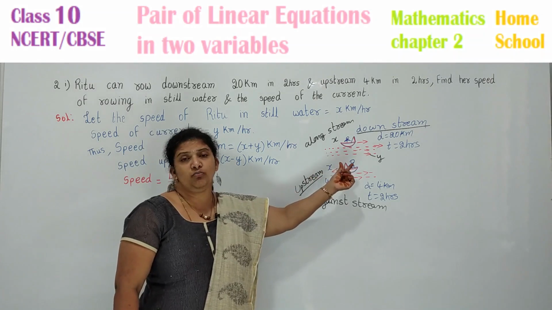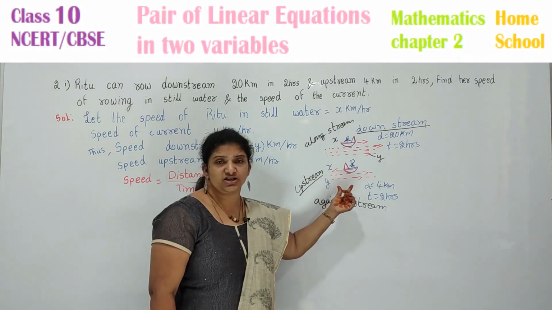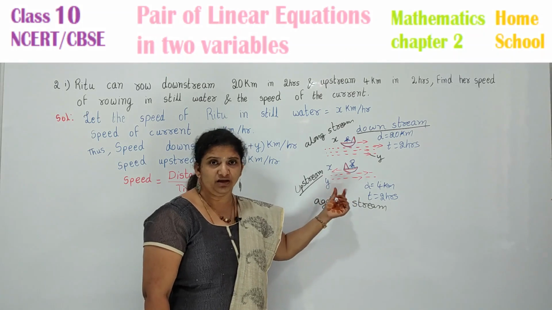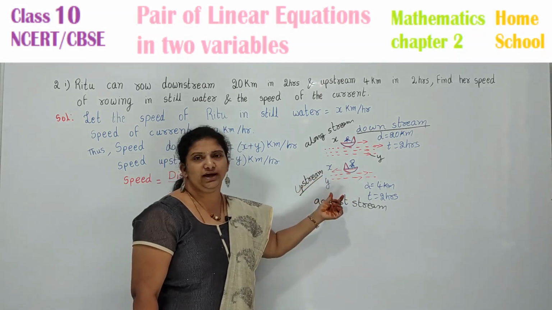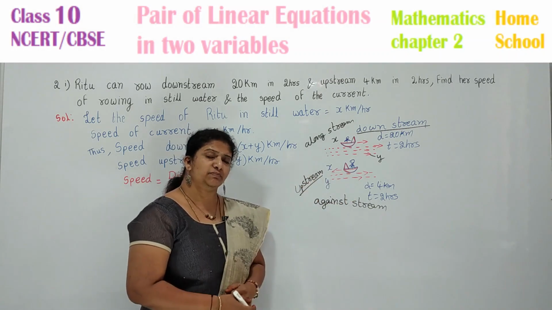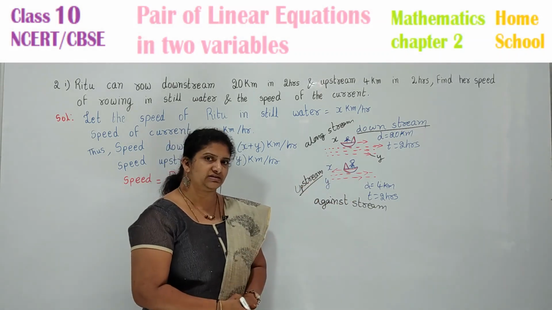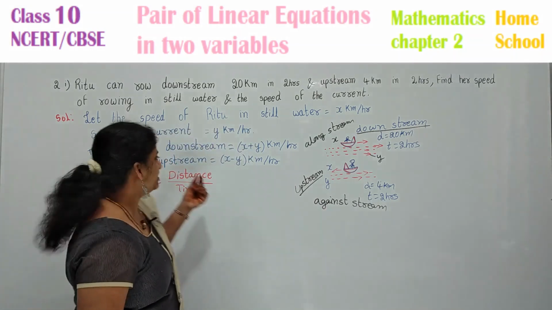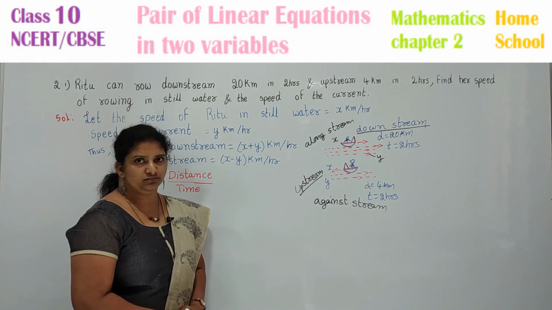And here also, let us assume the boat speed as x and the speed of the stream, the speed of current, we can say it as y. What is the upstream speed we can write? We need to write the difference of the speeds. Difference of the speed means x minus y kilometers per hour.